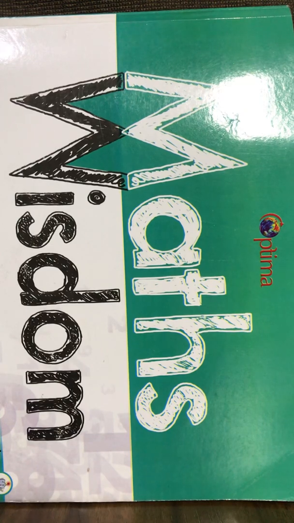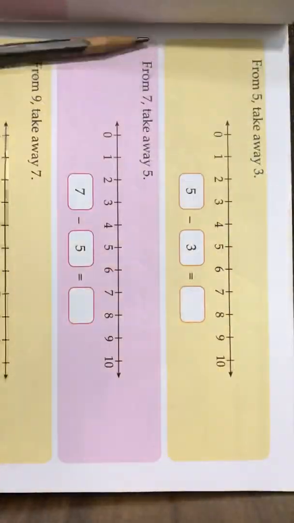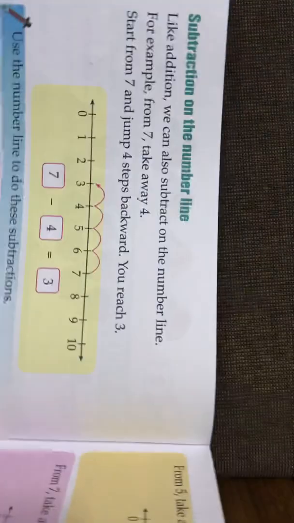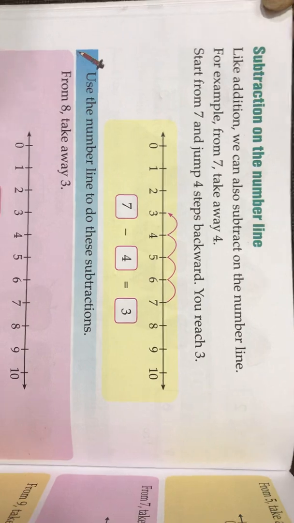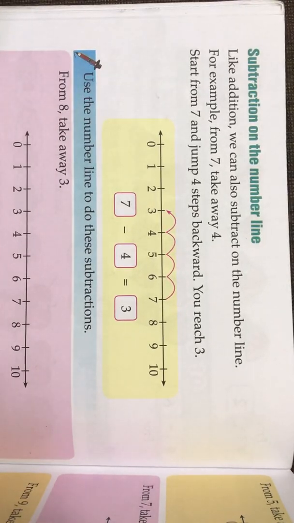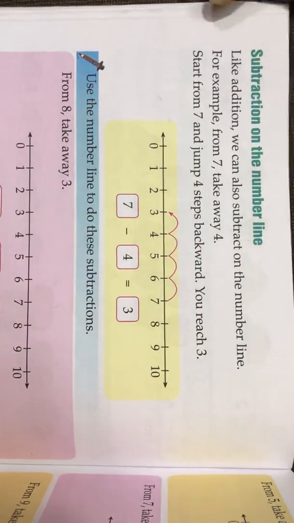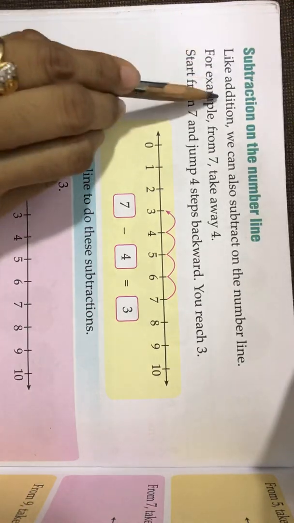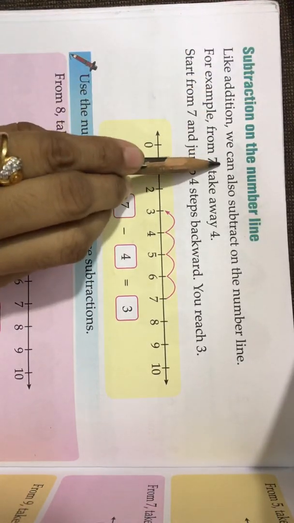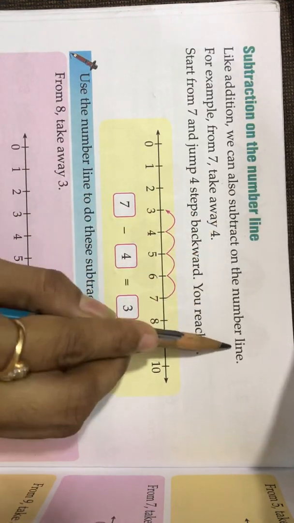Children, today we will continue our chapter 4 in maths, that is subtraction. Children, open page number 58. Remember now, we have already learnt addition on number line, and today we will learn subtraction on the number line. Let's read, children. Like addition, we can also subtract on the number line.